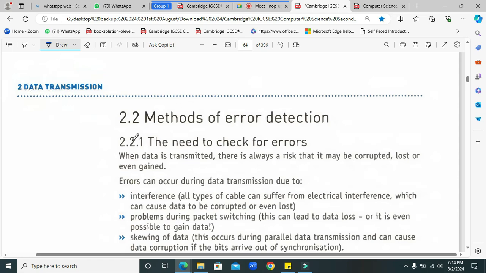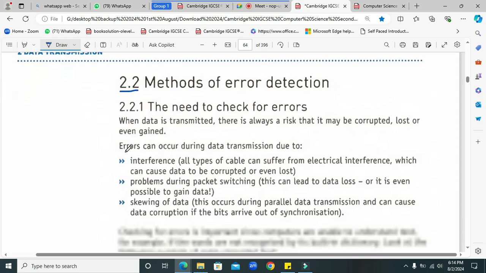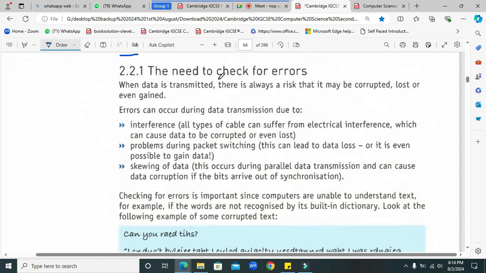Second chapter, data transmission. Our topic is methods of error detection, 2.2. Okay, now the need to check for errors when the data is transmitted. There is always a risk that it may be corrupted, lost, or even gained.